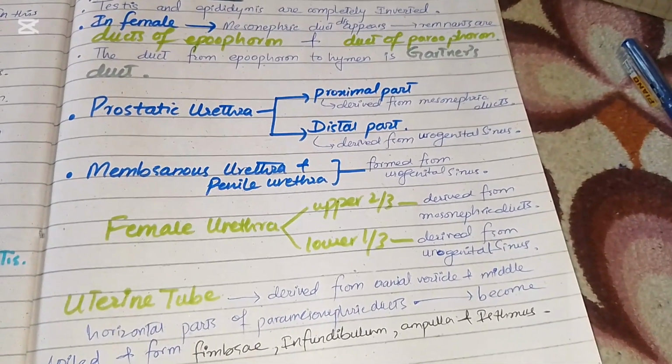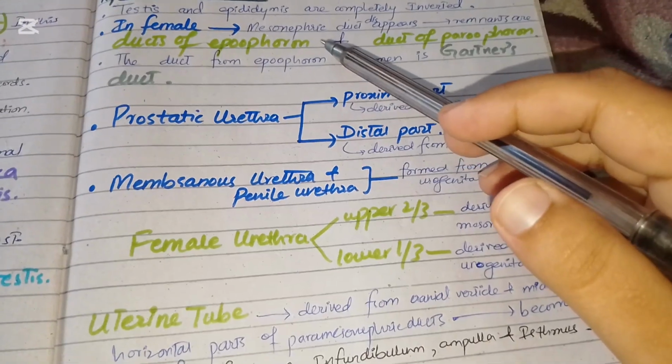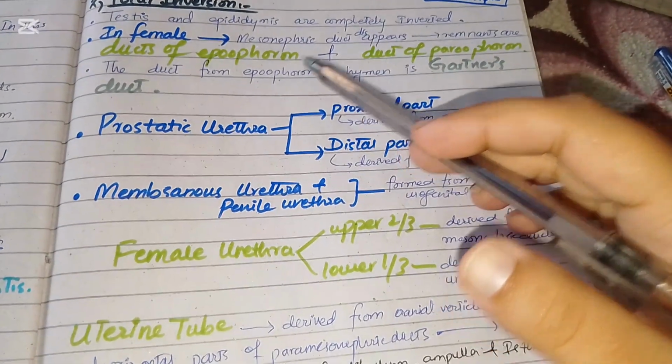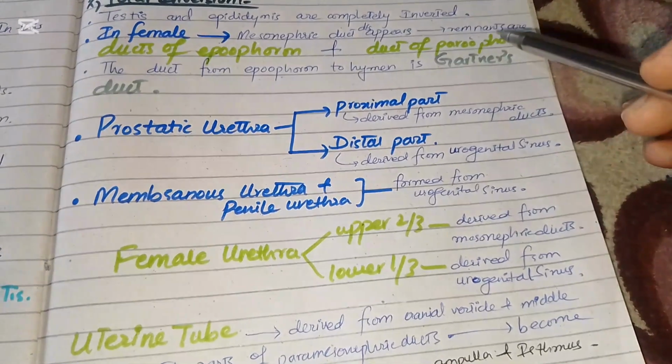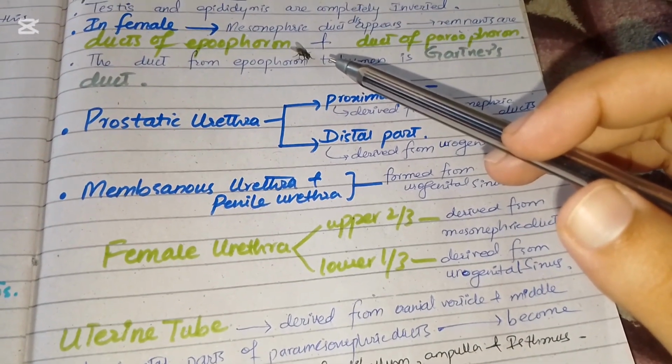Remaining points of the development of the reproductive system: as we know, in females the mesonephric duct disappears, and its remnants form the duct of the epoophoron and the duct of the paroophoron, and it also forms Gartner's duct. These are all remnants, and they have no role in adult females.